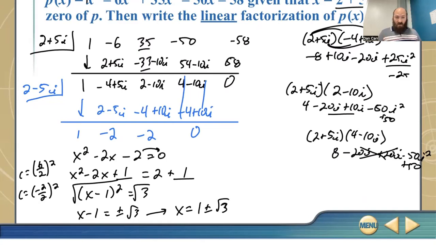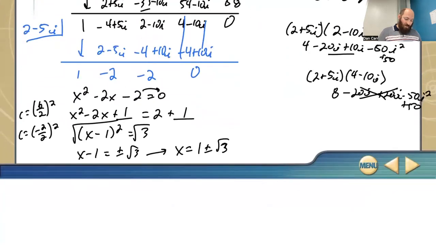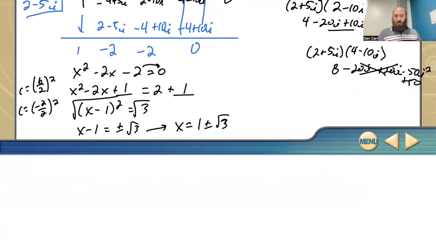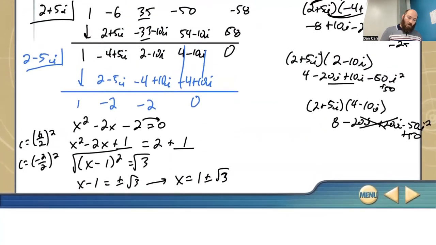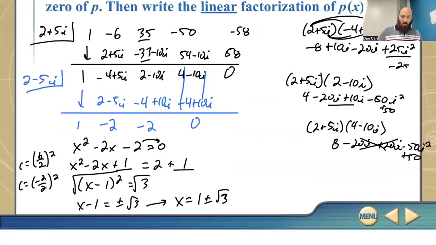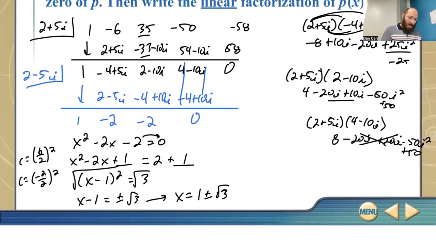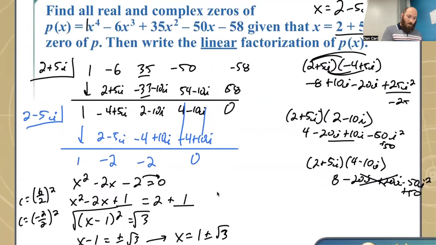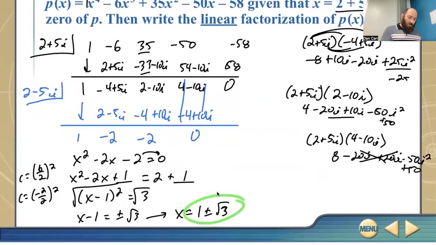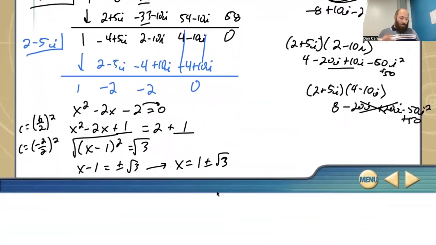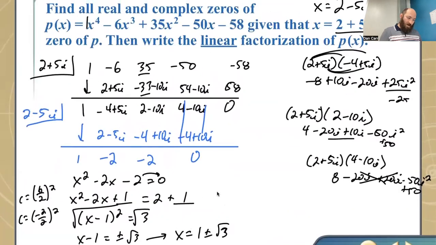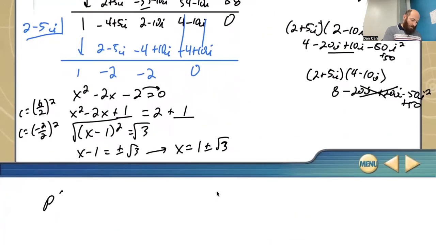So how does this look in my overall factorization? You need a little bit extra space down here. So what I have is, okay, 2 plus 5i is a 0, 2 minus 5i is a 0, okay? And then I've got 1 plus or minus root 3. So remember, in my factored form, this was p of x. In my factored form, it's going to look like this.